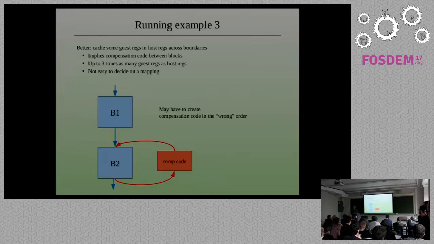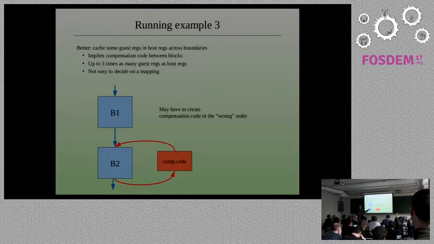So we need to decide on a mapping. For example, one way we could do a mapping is to say, when we get to the end of a block and we discover there's no translation for the next block, then when we make the next block translation, we just start allocating registers based on the mapping that we had at this point, so that you can just jump across here without having to shuffle any registers around.